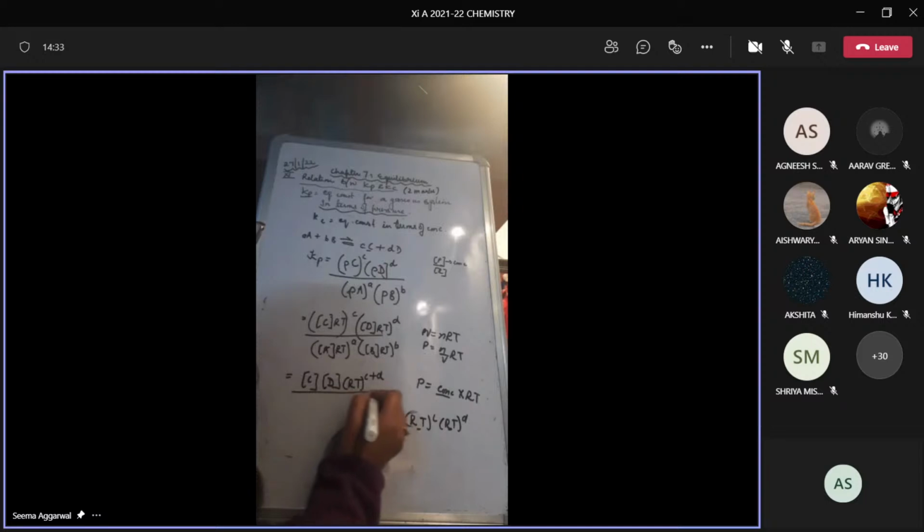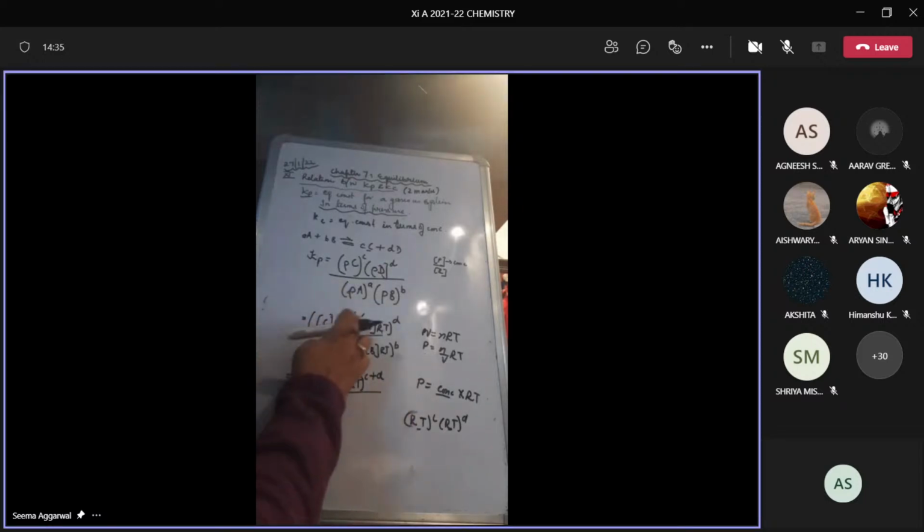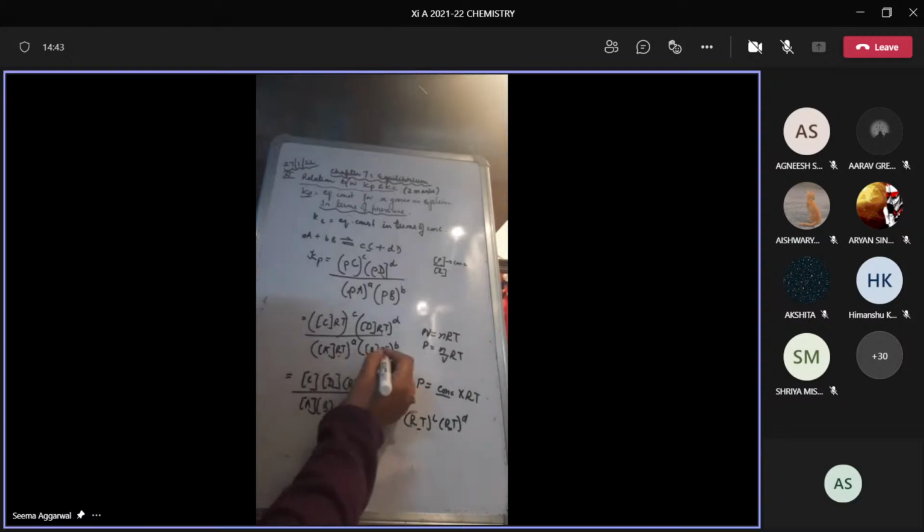RT raised to the power C plus D. Any doubt you can ask. So I have taken RT outside and RT की powers I am adding. Similarly here I can write concentration of A, concentration of B, RT I can take outside, so it will be RT A plus B. Any doubt till here? Anyone? No, ma'am.